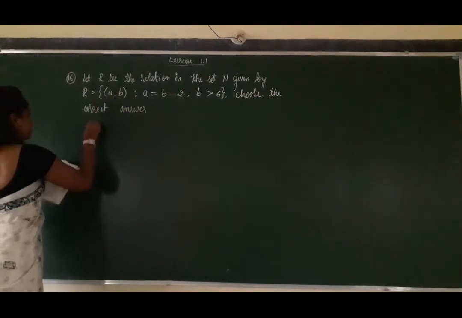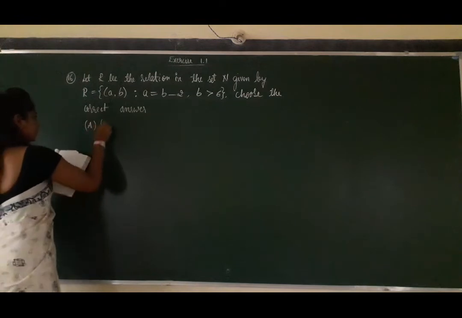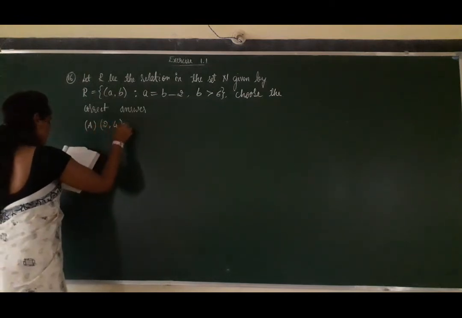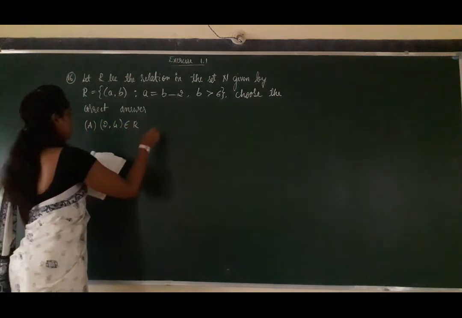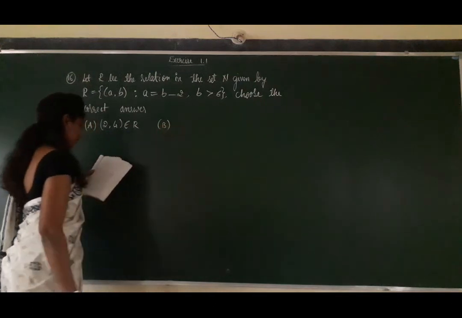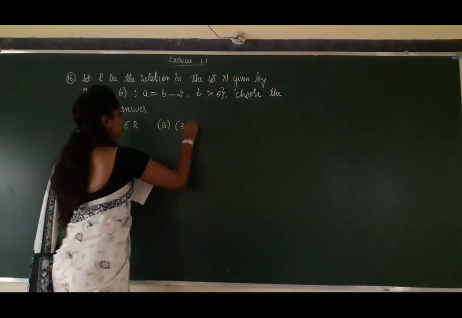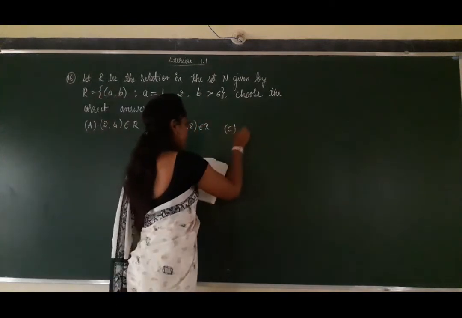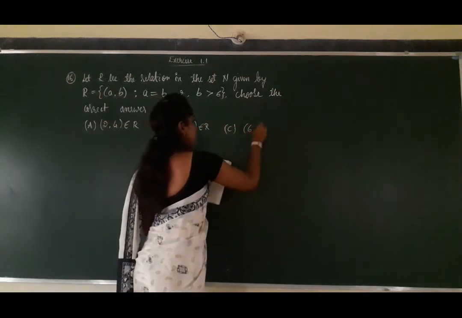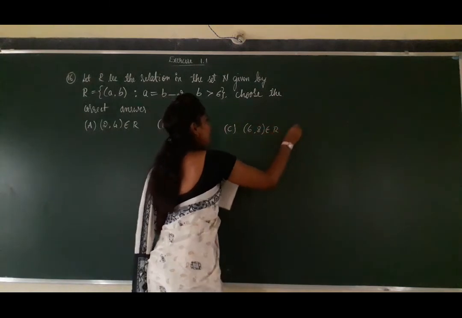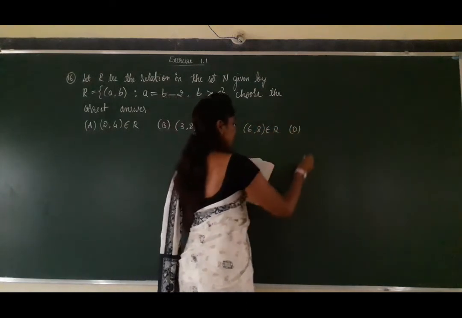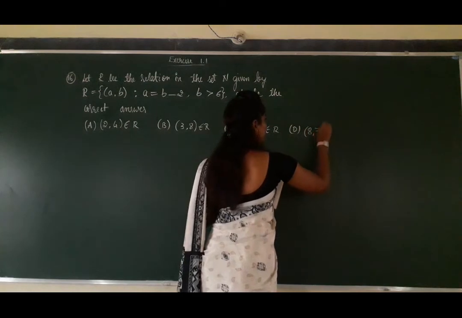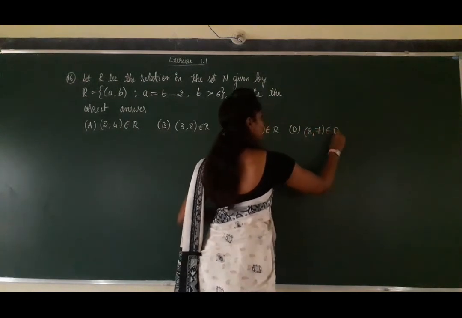And the first option, A, is ordered pair (2, 4) belongs to R. And option B is ordered pair (3, 8) belongs to R. And the next option is ordered pair (6, 8) belongs to R. And the fourth option is ordered pair (8, 7) belongs to R. Okay?